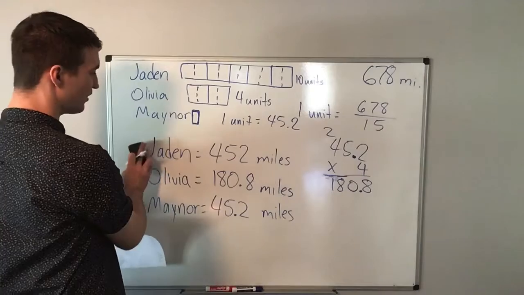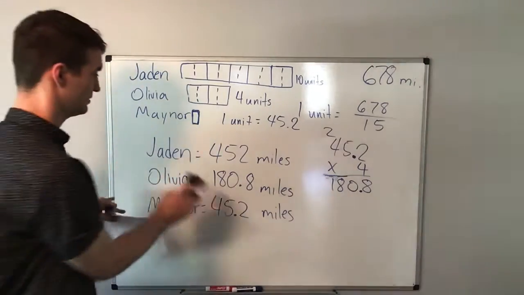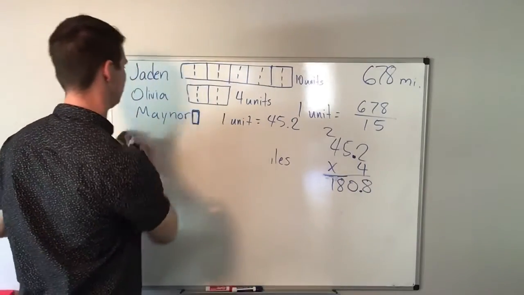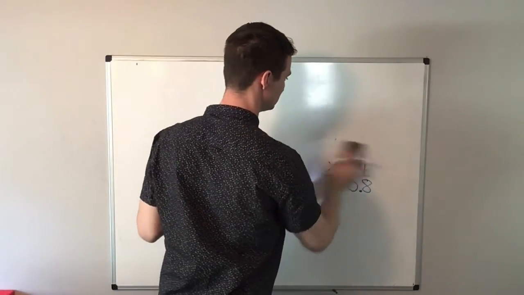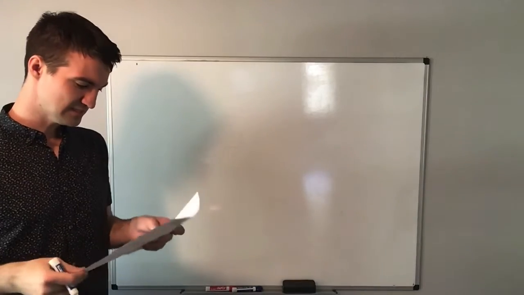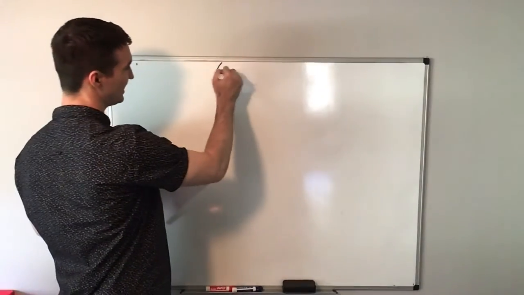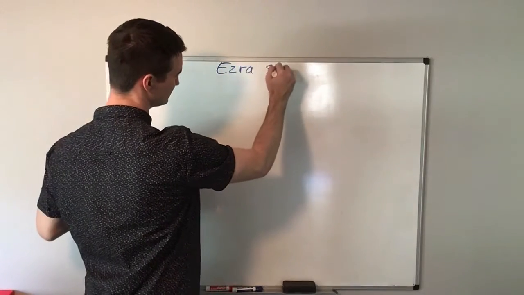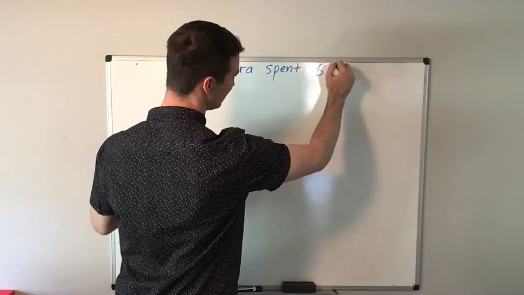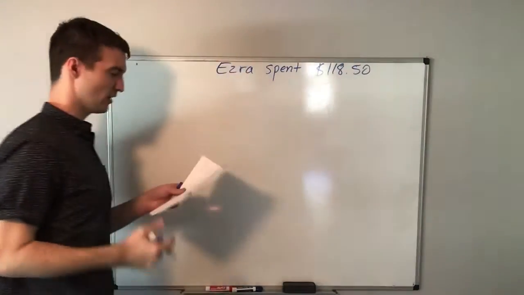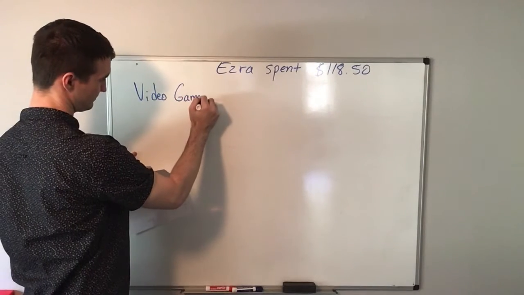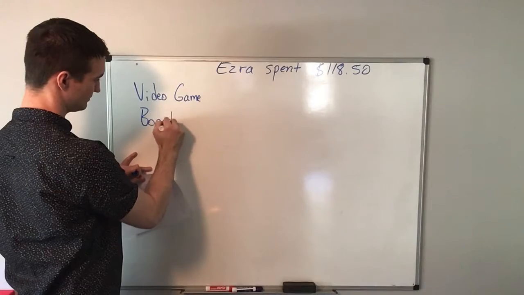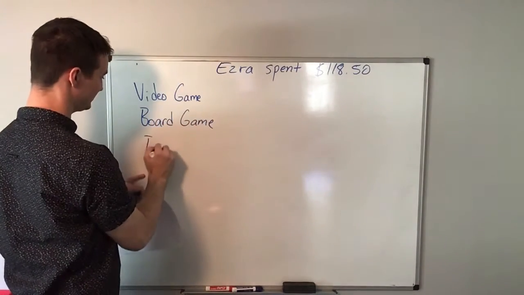So I'm going to move on to another example. This time this example is going to involve money. So I'm going to use another random example. I'm going to say Ezra. Ezra's a student in my other class. Ezra spent $118.50. Now, he bought a video game. He bought a board game. He bought a t-shirt.